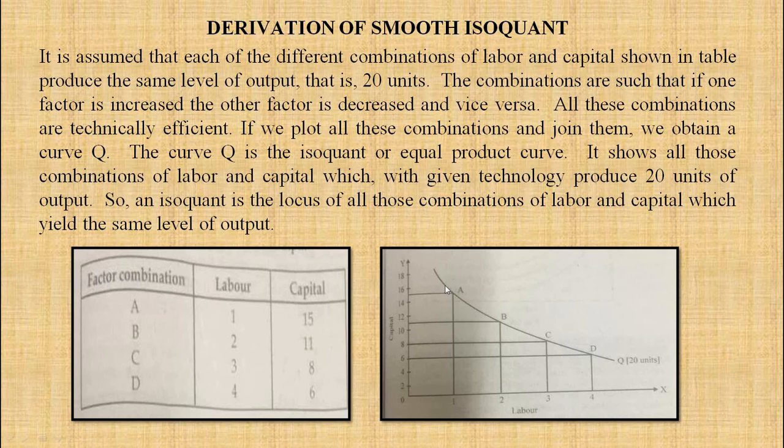The Q curve is the isoquant, or equal product curve. It shows all those combinations of labor and capital with which a given technology produces 20 units of output. So an isoquant is the locus of all those combinations of labor and capital which yield the same level of output. This is how we get the smooth isoquant.